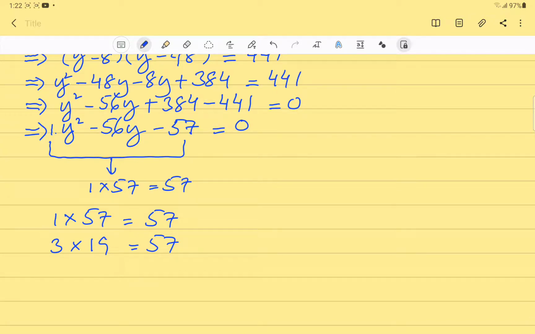So now we have to check if we have any of these pair of factors which can give us 56 if we add two factors of that pair. So obviously the first one is fulfilling the condition. If we subtract 1 from 57, we are getting 56. So instead of minus 56y, we can write minus 57y plus y.